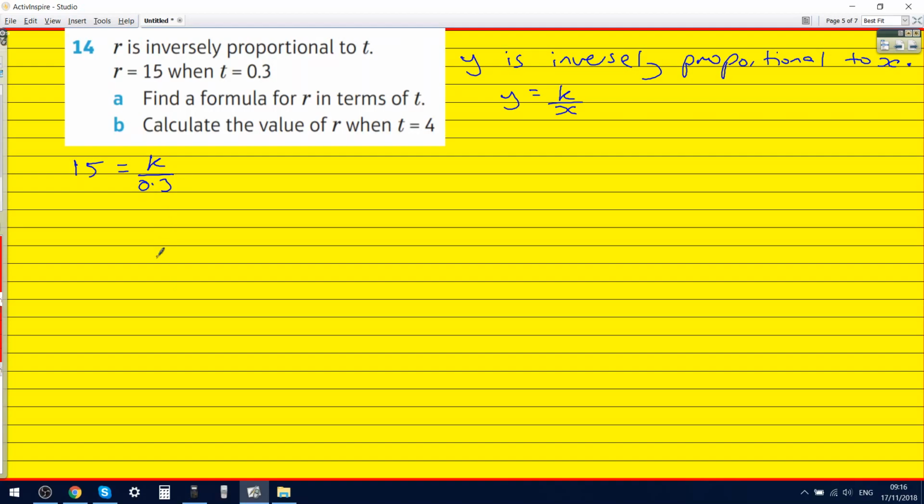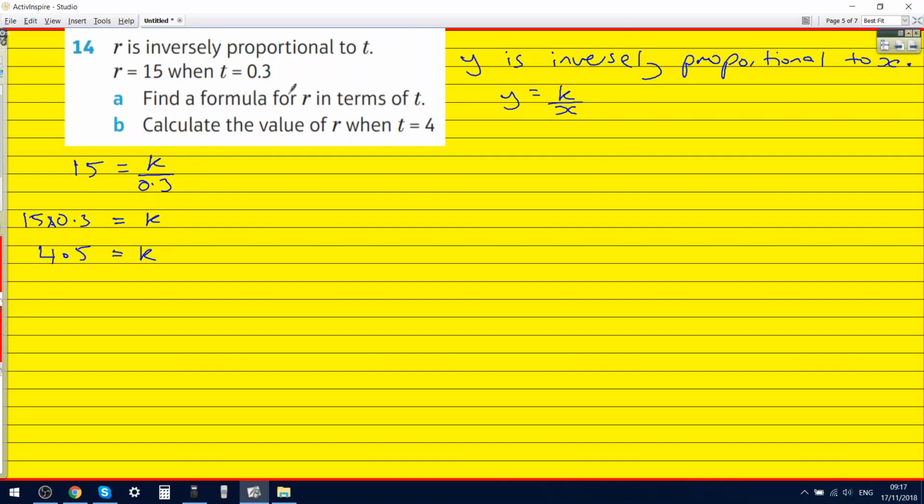Then, wait, so am I doing B now? You still have to do part A. They want your answer to be something like y equals k over x. So keep going with this one. How would you get k? You would do 15 times 0.3. What is that? This is like 4.5. Yeah.